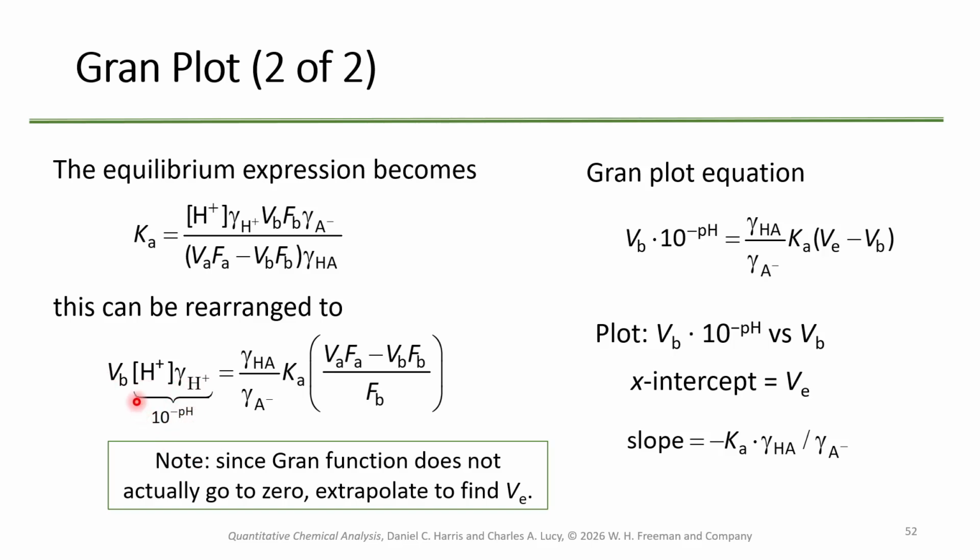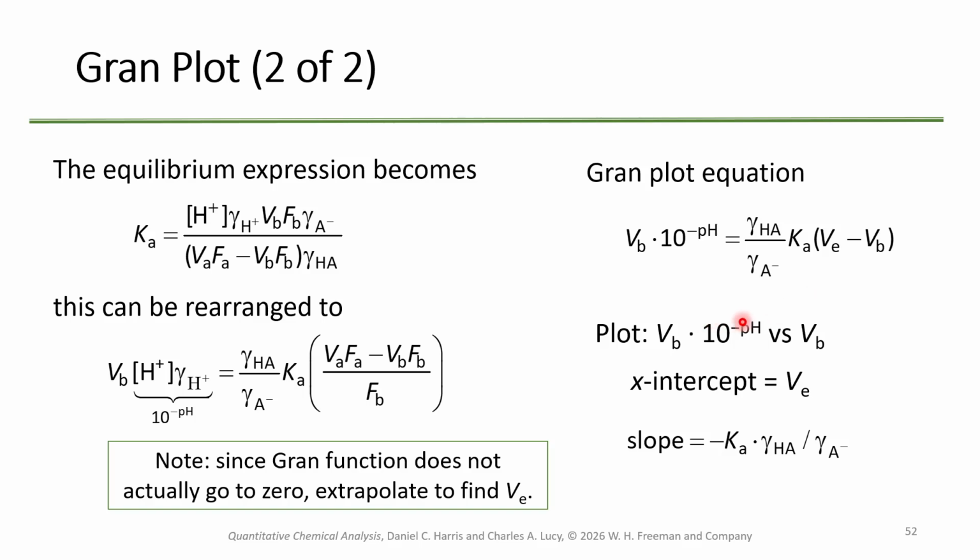This term right here would be 10 to the negative pH, wouldn't it? Okay, VB times 10 to the negative pH, as in like the Gran plot. Okay, and then over here we have the Ka, which is the slope, isn't it? Okay, and then this term right here, which is your other form. Okay. So if we were to simplify this a bit, we'd actually get your Gran plot. See that? That's just your Gran plot.